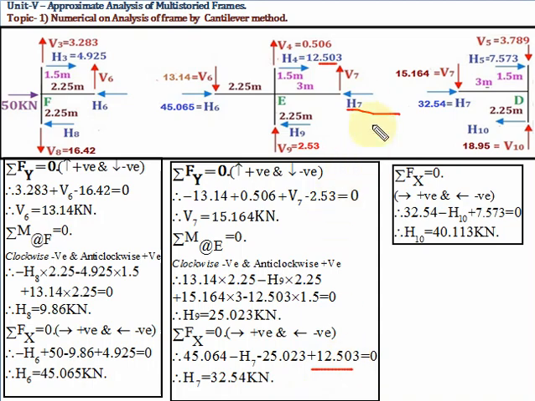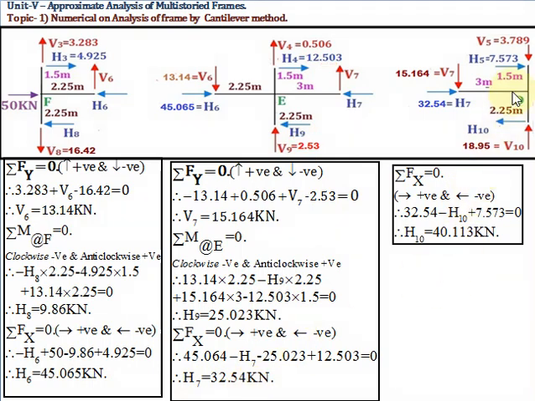Okay, so plus, and 25. Where is 25? So H9 has the value of 25.023, and it is acting towards the left-hand side, so minus. Here we'll get the value of H7.